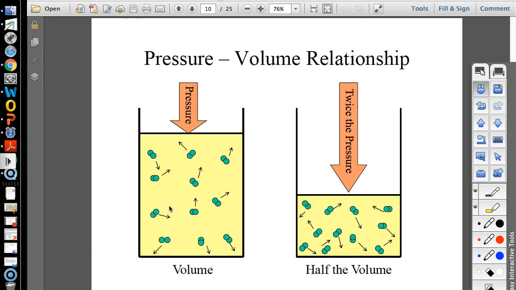Pretty simple. And so for pressure and volume, you can see that as the volume is decreased, I'm going to have twice the pressure. And that goes both ways.